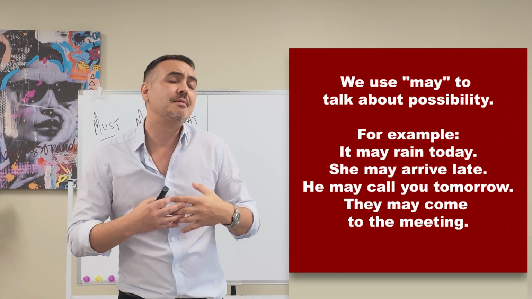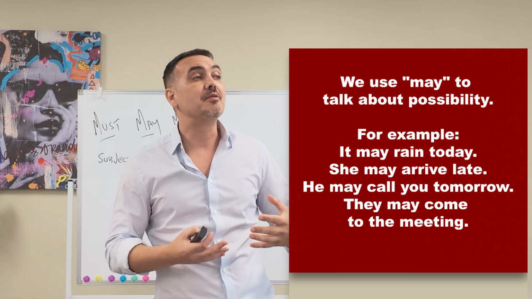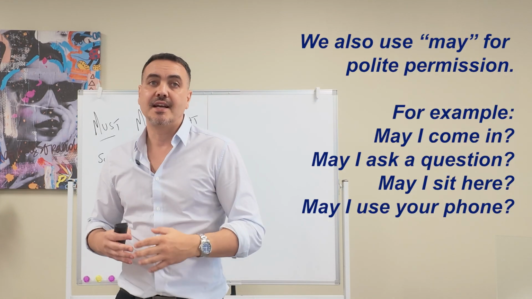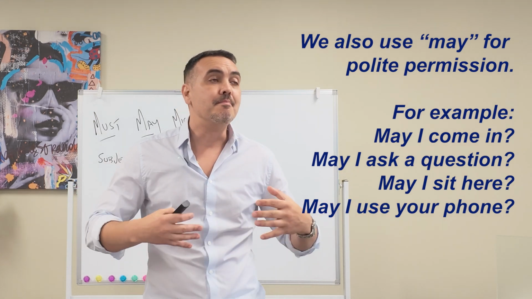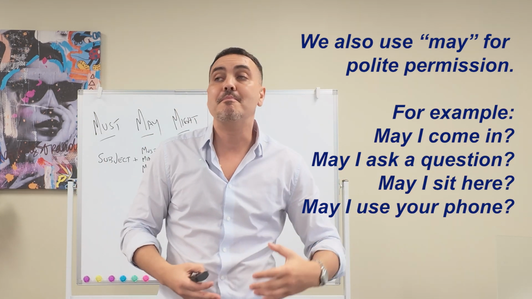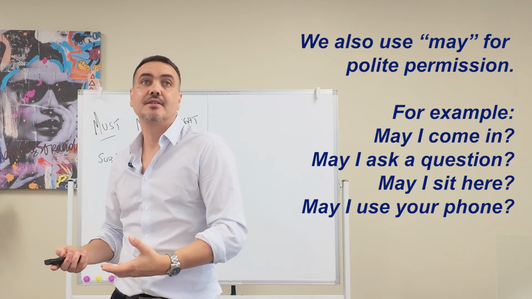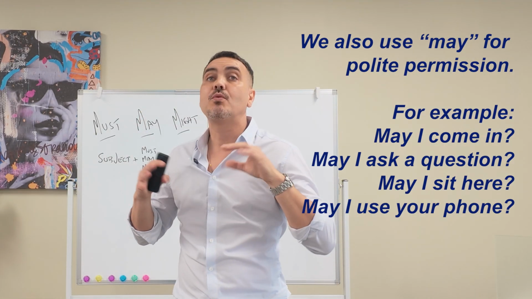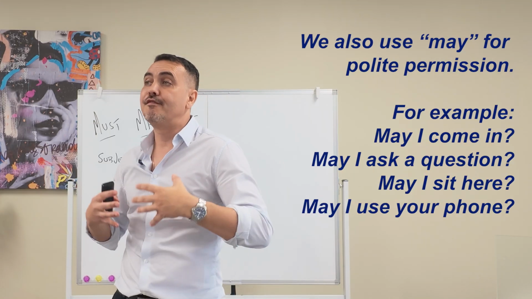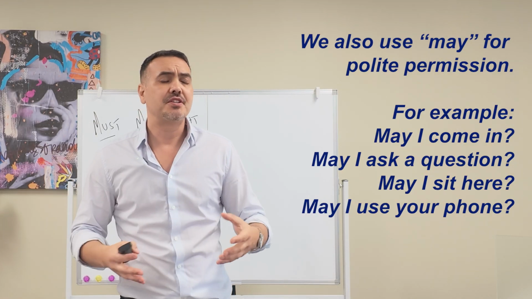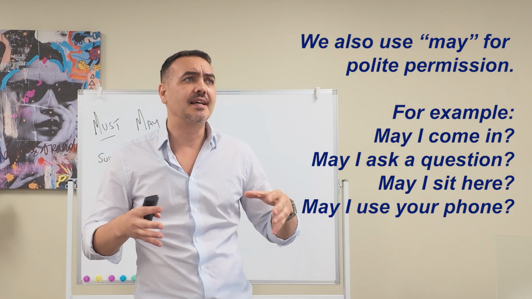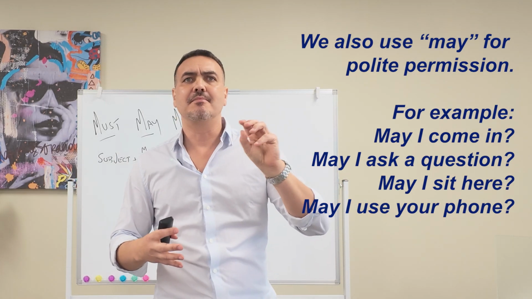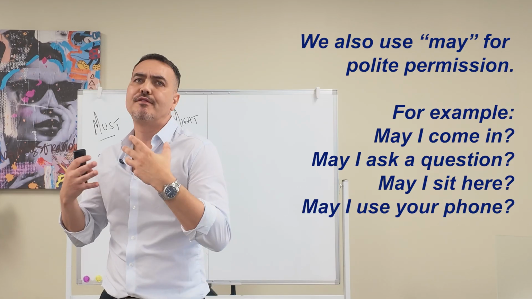And we also use may for polite permission. For example, you'll quite often hear people say, may I come in? May I ask a question? May I sit here? May I use your phone? Now, these questions sound polite and formal. In everyday English, many people are going to say something like, can I come in? But may I come in is more polite and it's more formal.